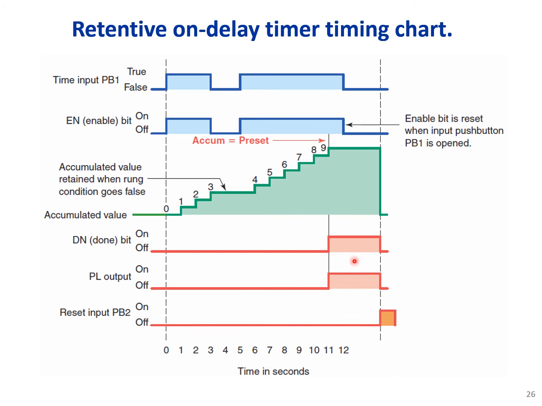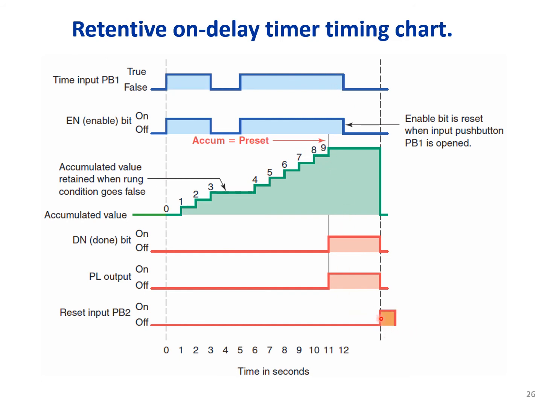So this is the difference between a retentive timer and an undelayed timer. Why? In a normal undelayed timer, when the input goes off, the down bit or the output bit will go off. But here it will stay true and the pilot light will stay true. And the accumulated time will stay at 9 seconds. But in a normal undelayed timer, the accumulated time will be reset once I release the push button 1.